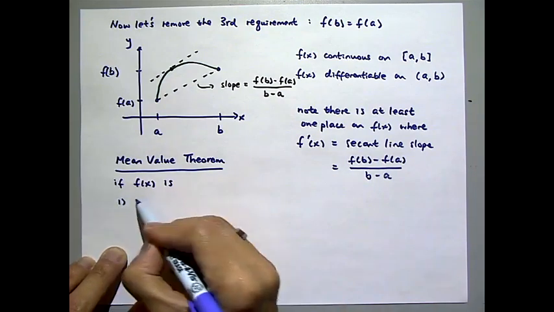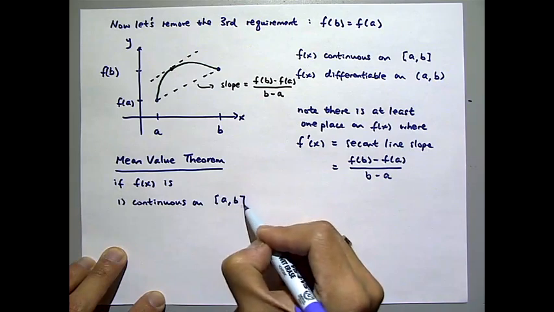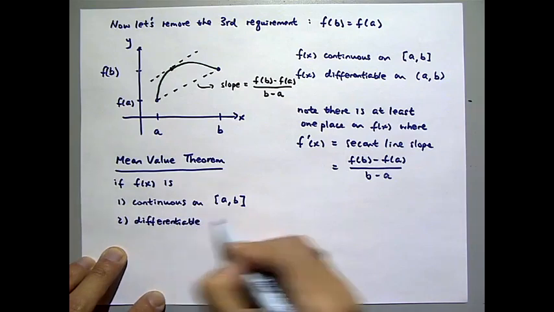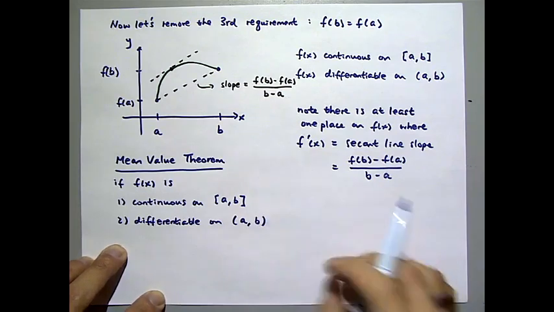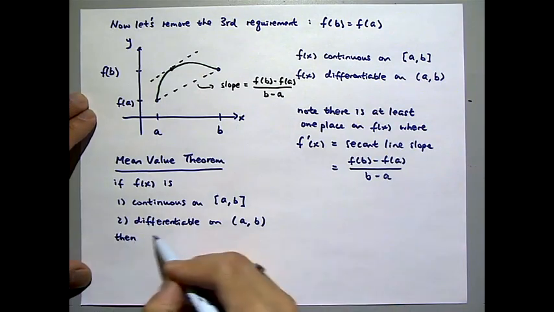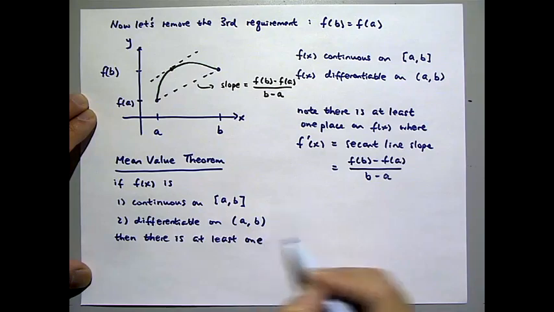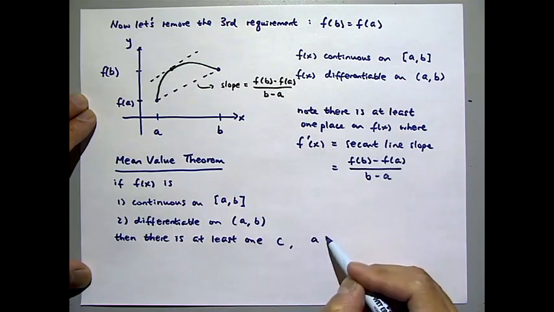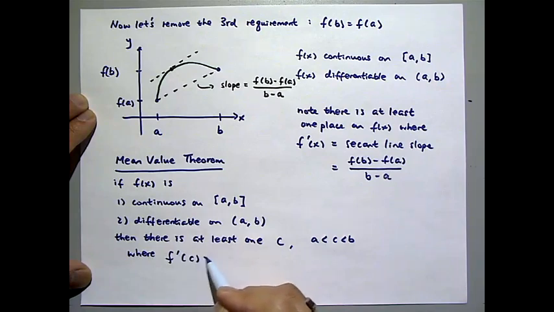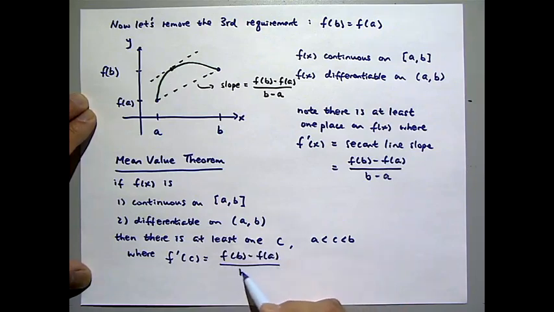If the function is continuous on a to b, differentiable on a to b, just like Rolle's theorem, and those are the only two requirements, then there's at least one c, where c is between a and b, where f prime of c, the local tangent line, has the same slope as the secant line between the two endpoints.